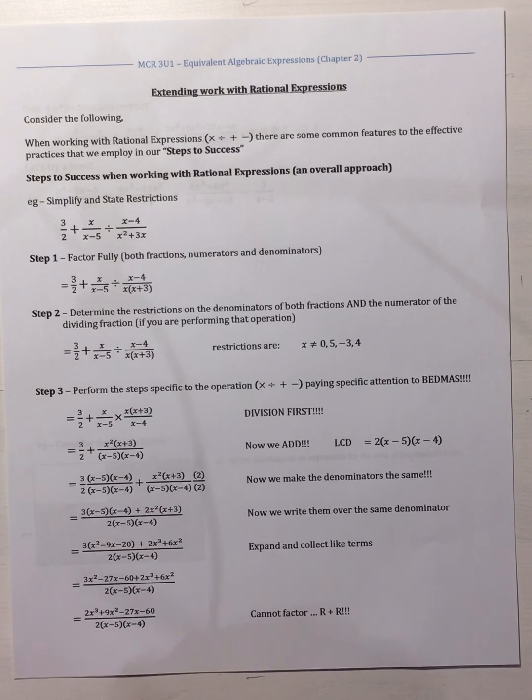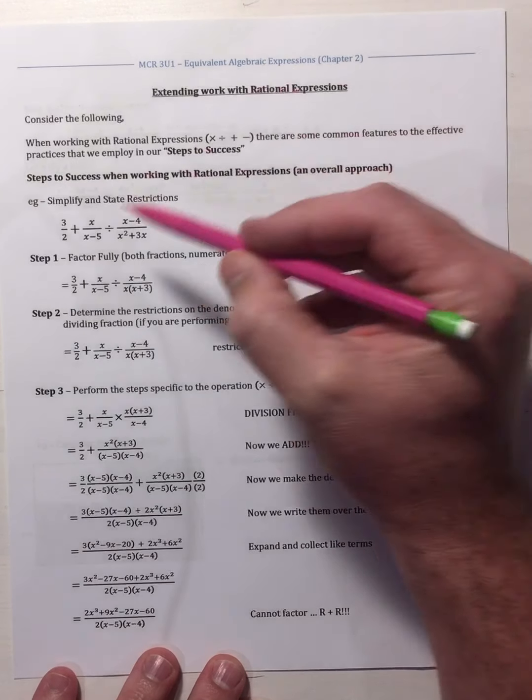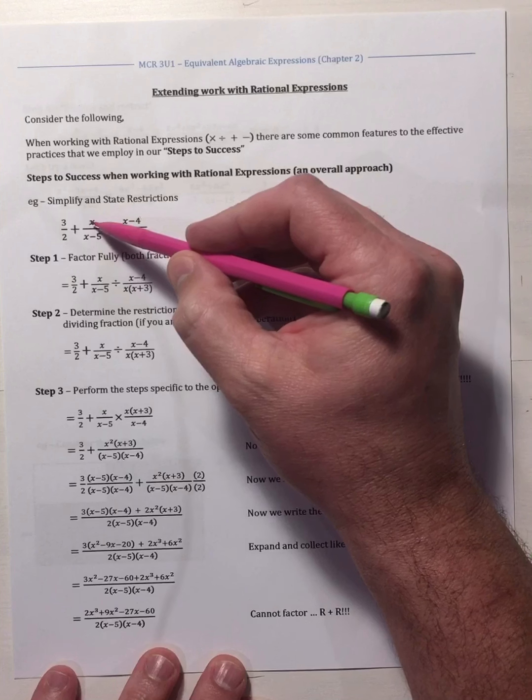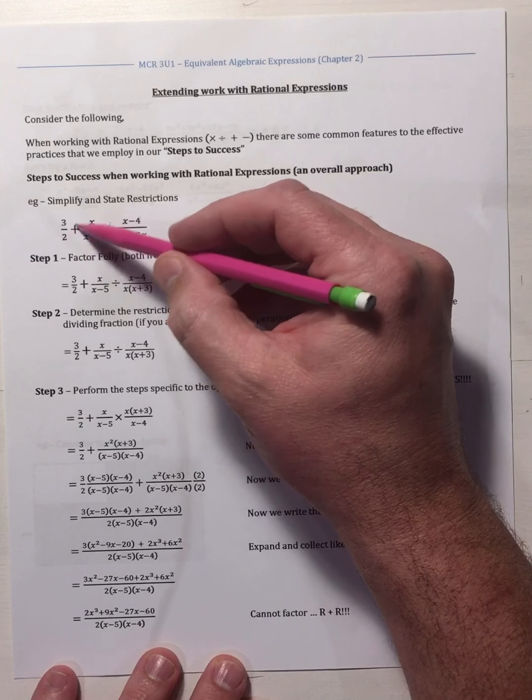I've been doing steps all the way along. Steps to simplifying, steps to multiplying and dividing, and then steps to success for adding and subtracting. So here I want to continue that idea in a general sense. Here's an example of a question. You'll notice that it's got quite a few things in there. There's division, it's got a rational expression here, here, and here, and it's also got addition.